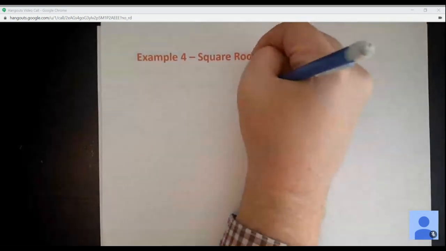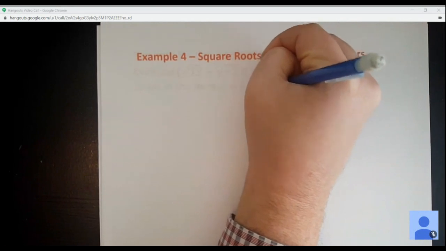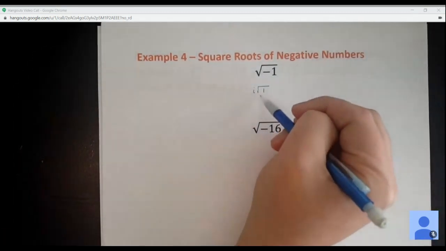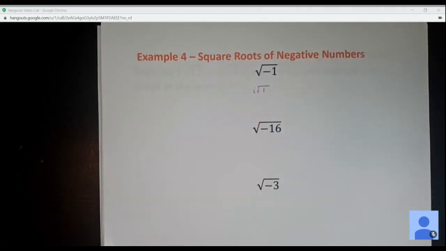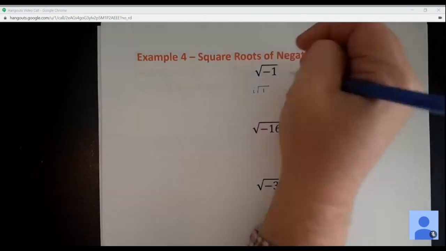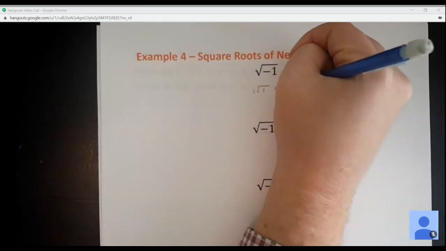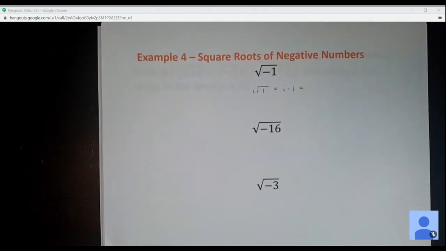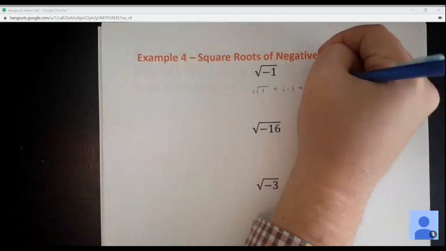Right? So we can bring the i to the outside, and then we can keep the square root of 1 here. Now, always simplify your square roots where possible. So if we look here, what is the square root of 1 going to be equal to? 1, right? So this becomes i times 1, or i times 1 would just be equal to i. Okay.